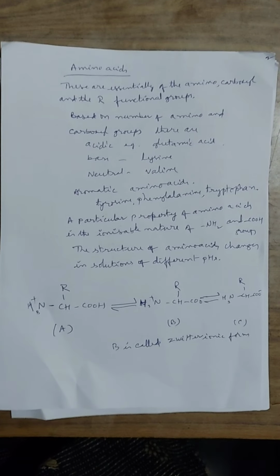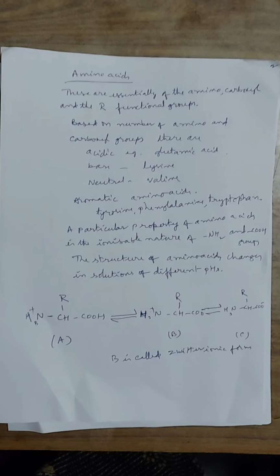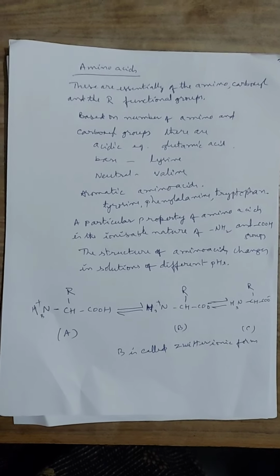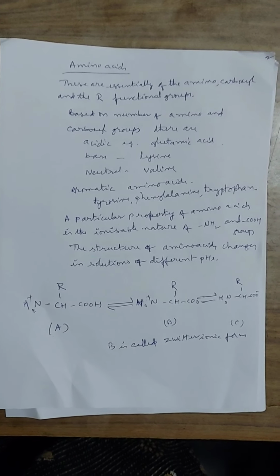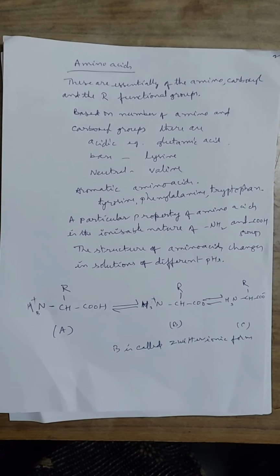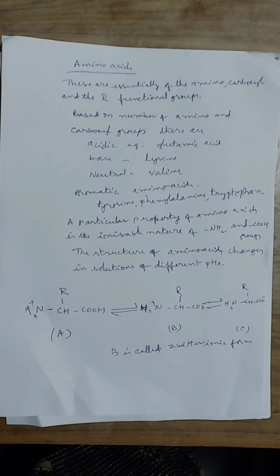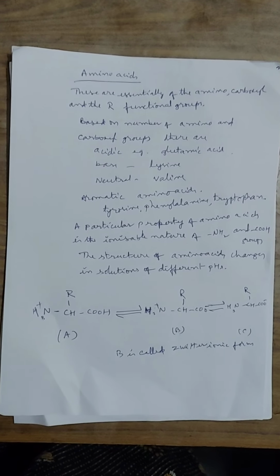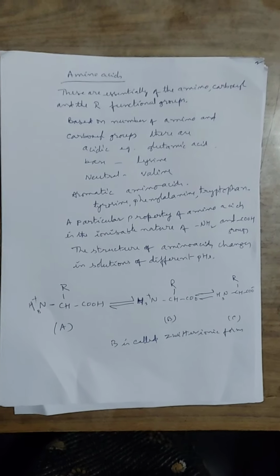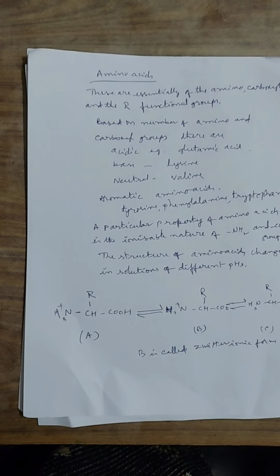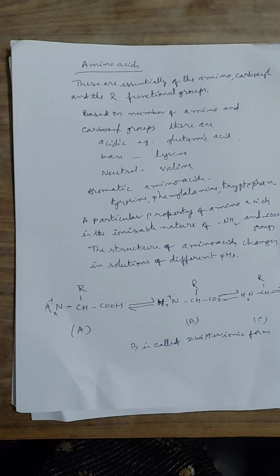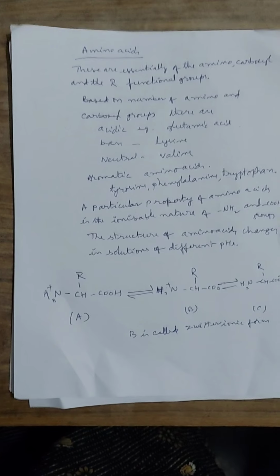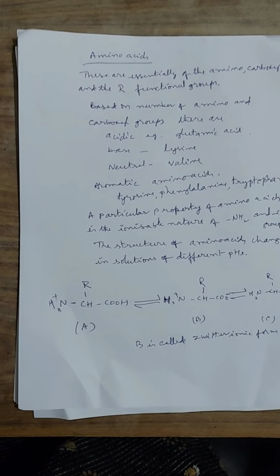A particular property of amino acids is the ionizable nature of the amino and carboxyl groups. The structure of amino acids changes in solutions of different pHs. See, here we have A, B, C. A, NH3+ CHR COOH, is positively charged. It is converted into NH3+ CHR COO-.